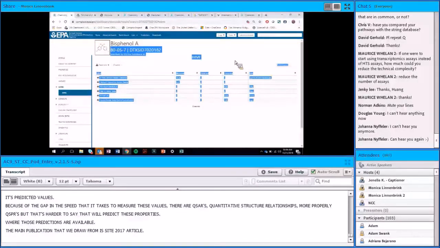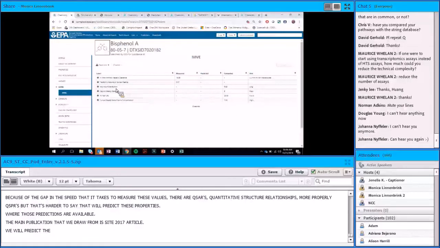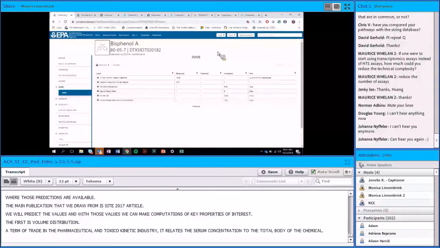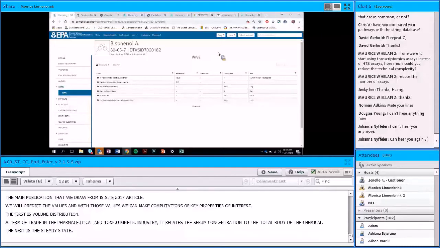We will include the predictions of these values, and then with those predicted values, we can make computations of key properties of interest. So the first is volume of distribution. That is a term of trade in the pharmaceutical and toxicokinetics industry where it allows you to relate the serum concentration that you see of a chemical to the total body burden of that chemical.